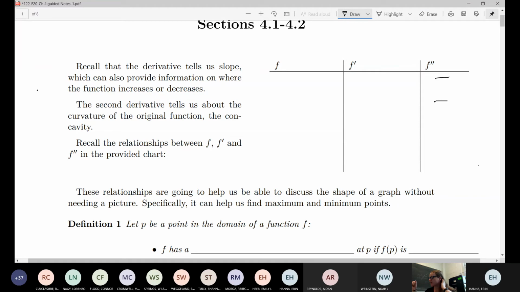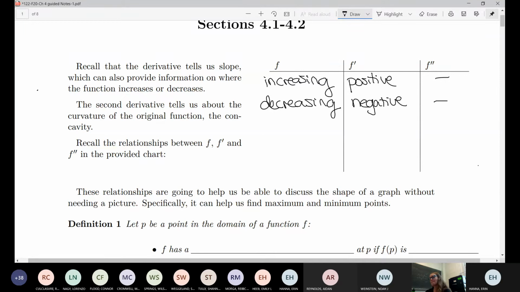If you forget, the chart says that if the derivative is positive, the original function is increasing. If the derivative is negative, the original function is decreasing. And if the second derivative is positive, the first derivative is increasing, and the original function is concave up.